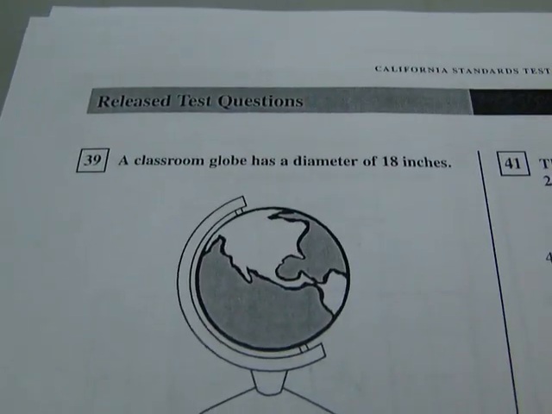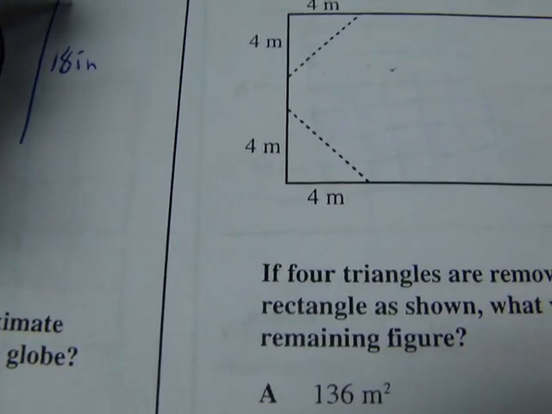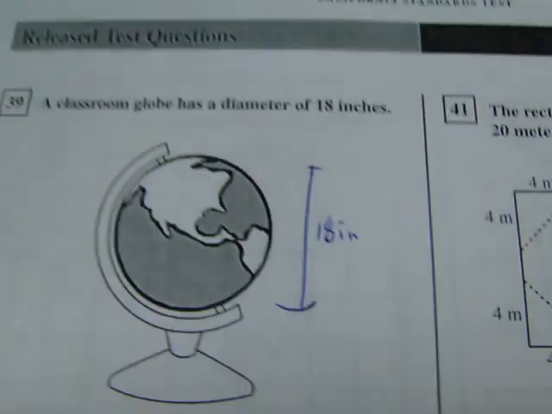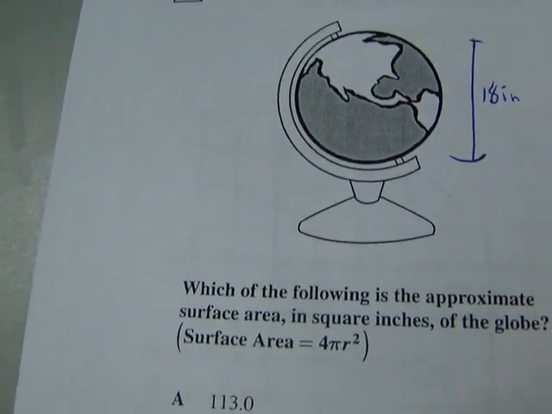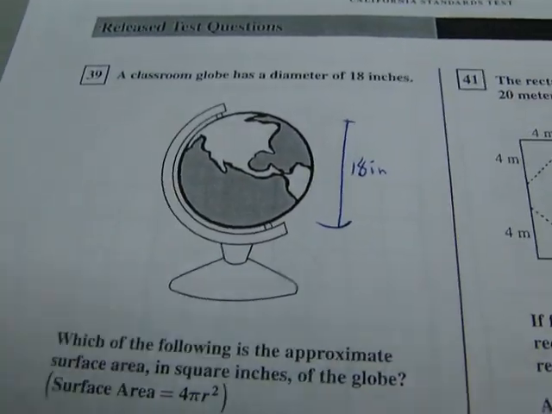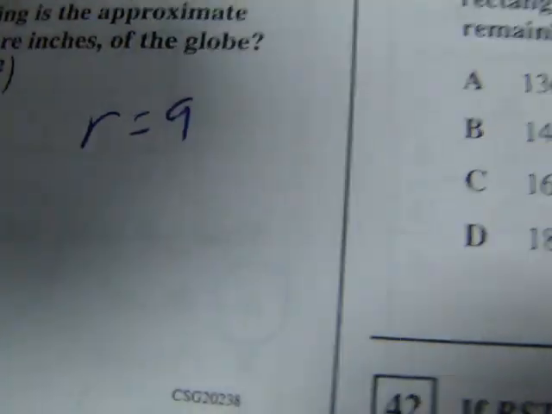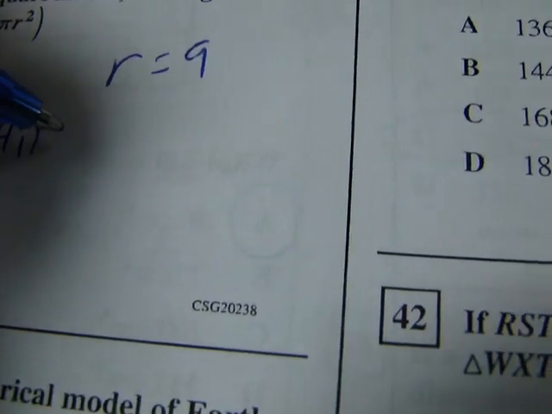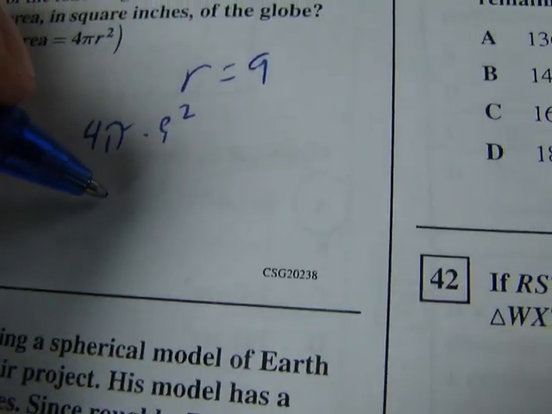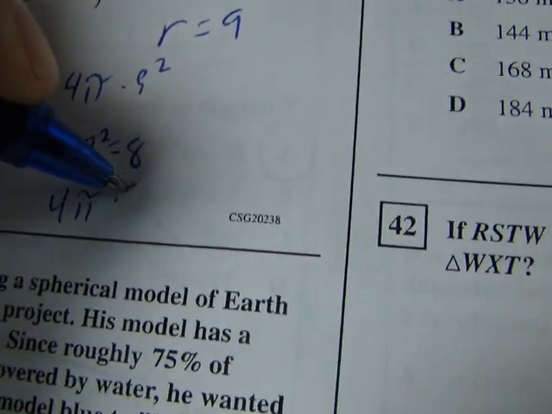Okay, number 39. A classroom globe has a diameter of 18 inches. That tells us that this distance is 18 inches, so let's make sure to mark that correctly. Which of the following is the approximate surface area in square inches of the globe? Luckily it gives us the formula: 4 pi times the radius squared. Now remember, this is not the radius. If the diameter is 18, the radius equals 9. So if r equals 9, then it's 4 pi times 9 squared. Now, 9 squared equals 81, so it's 4 pi times 81.